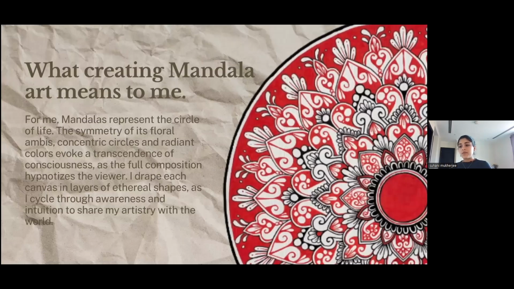For me, mandalas represent the circle of life. The symmetry of these floral umbels that are drawn within concentric circles with the use of these radiant colors evoke a transcendence of consciousness as the full composition comes together and hypnotizes its viewer. For me, the act of creating these intricate designs is a meditative ritual. It serves as an anchor for me, it helps ground me.